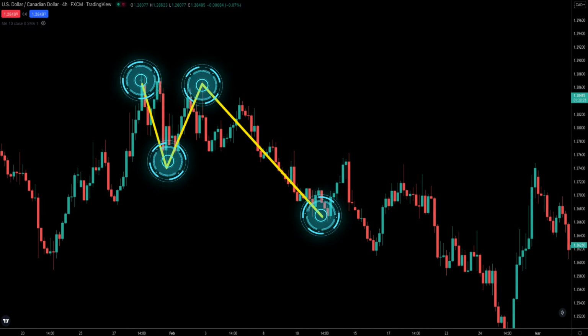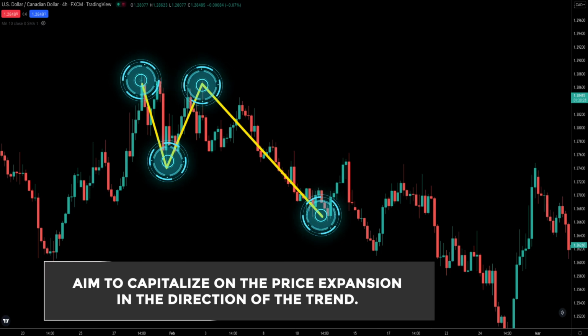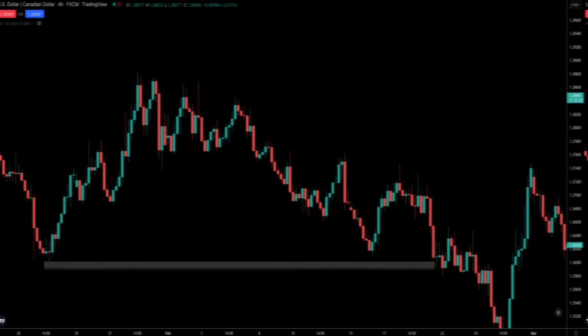While using the Fibonacci retracement, we aim to capitalize on a price expansion in the direction of the trend. This means that trades taken with the Fibonacci tool are pro-trend trades, so you have to determine the direction of the trend and trade in line with it.